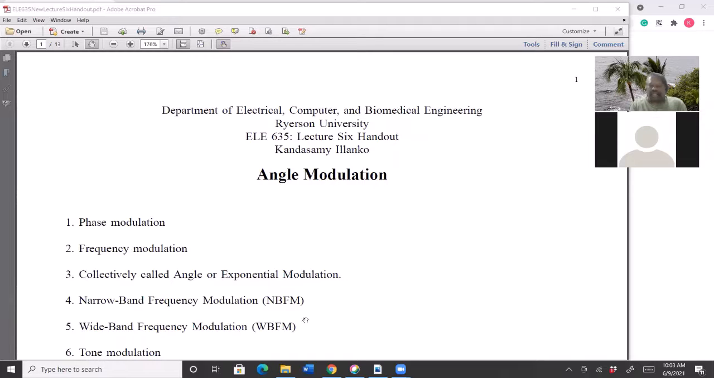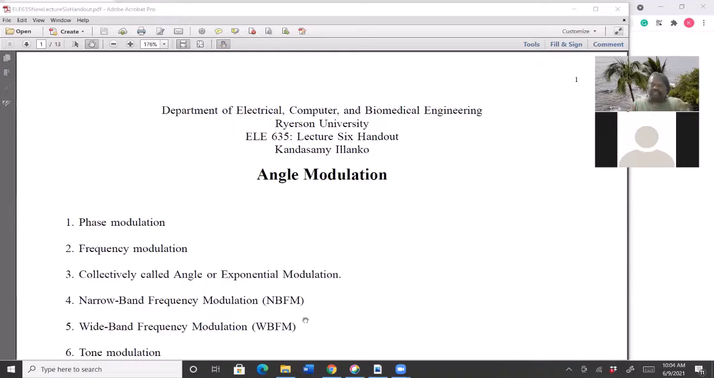And remember in DSB-SC and AM large carrier modulation, if the message bandwidth is capital B, then the modulated signal's bandwidth is 2B. It never changes. Capital B becomes 2B. But in frequency modulation, for a fixed message bandwidth, we can have different bandwidths. If we want, we can transmit with a wider bandwidth.